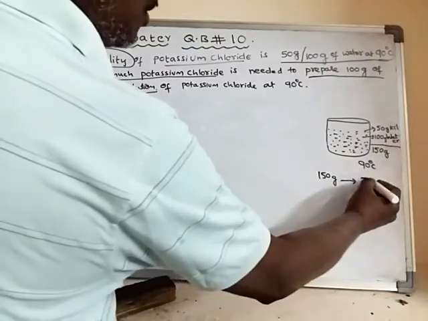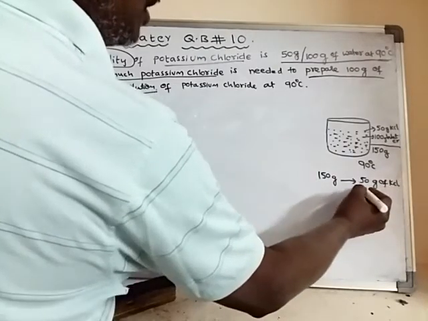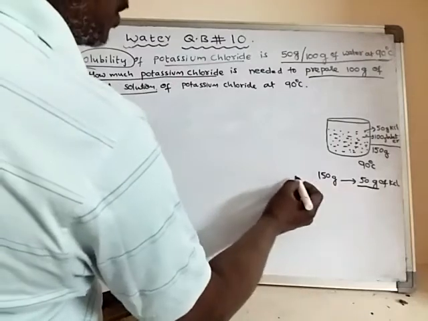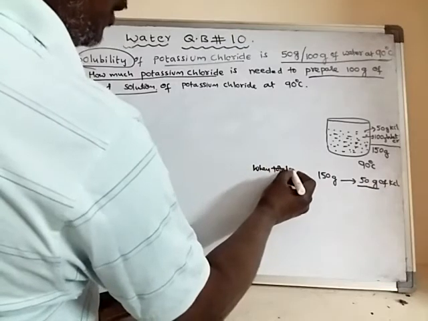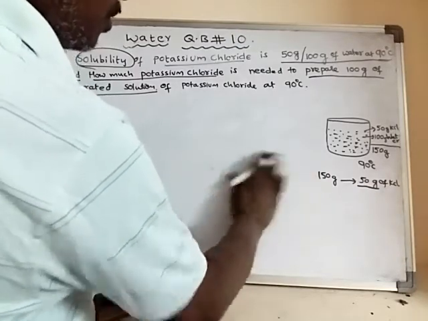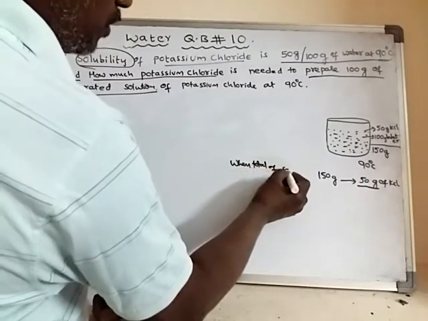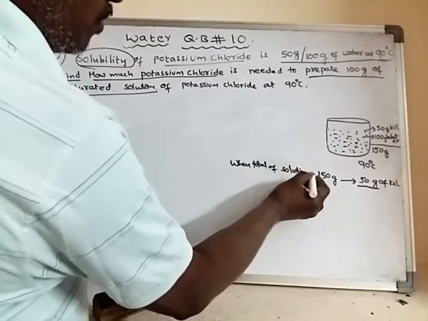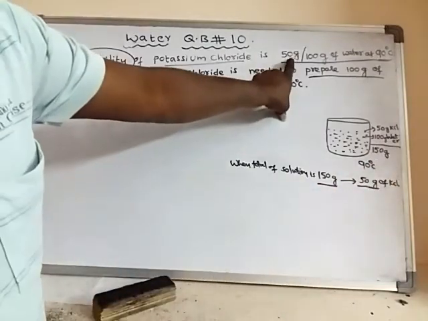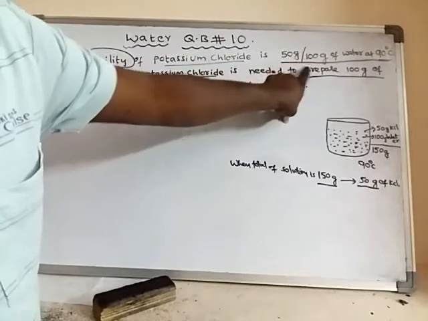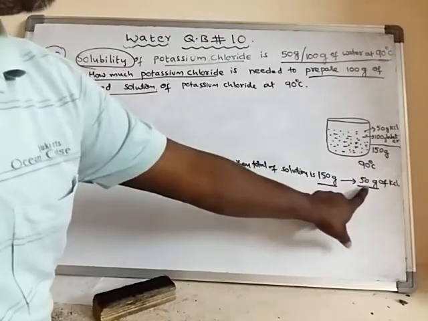contains 50 grams of KCl. When the total weight of the solution is 150 grams, here we have 50 grams of substance and 100 grams of water. Together they become the solution. Hence the total weight of the solution is 150 grams, and it contains 50 grams of KCl.